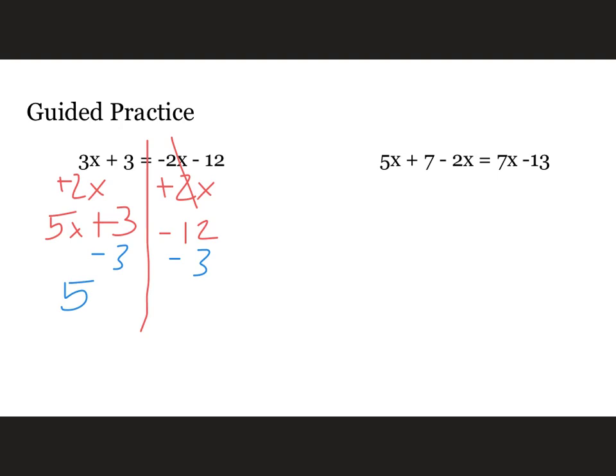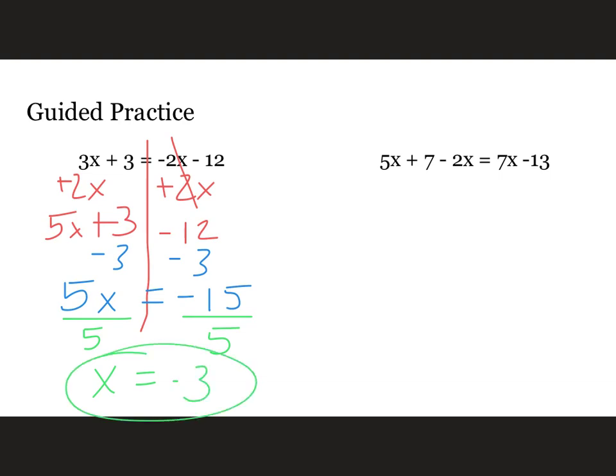That leaves me with 5x equals negative 12 minus 3, which is negative 15. My last step here is to get x by itself. And once again, opposite operations tells me to divide both sides by 5. And in this case, I would get x equals negative 3. I circle my answer, and I am done with our first problem.